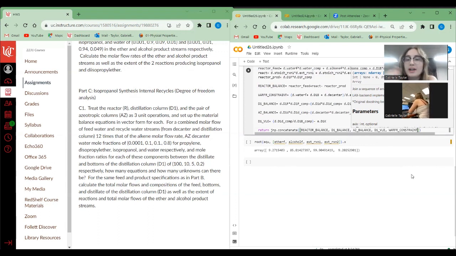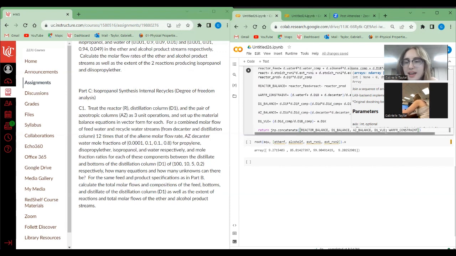another thing. Because if we look at the first 4 of it, they all have 4 equations. The reactor balance has 4 equations for 4 components. And the D1 balance has 4 equations for 4 components. It's the azeotropic as well. And then the D1 VLE also. So after all of that, that's going to give us 16 equations. We need to make this at least one.